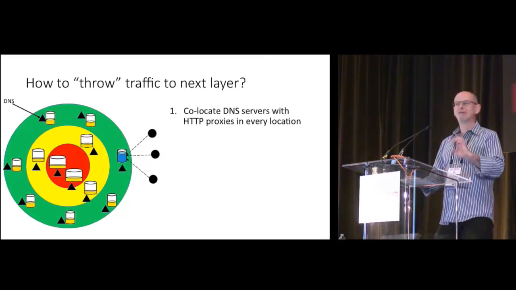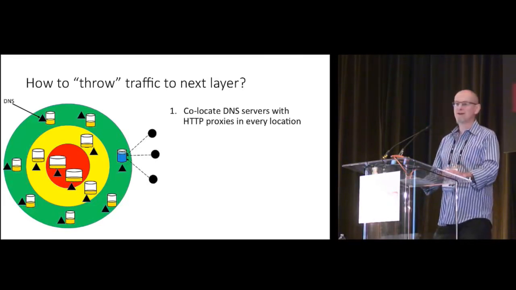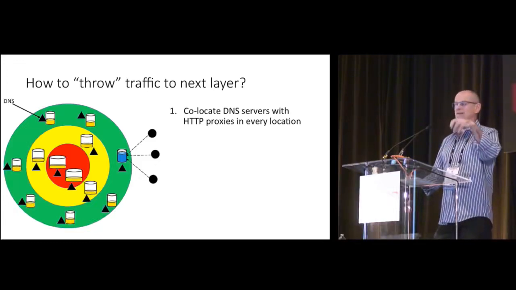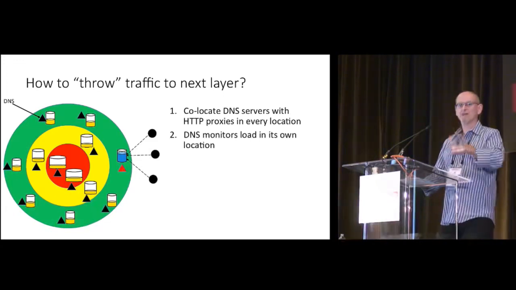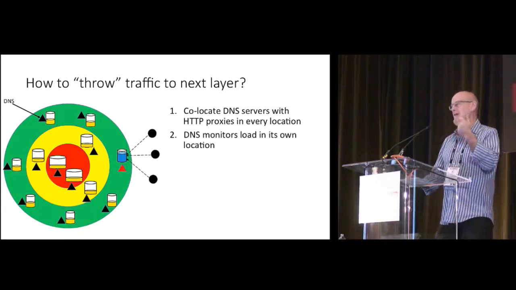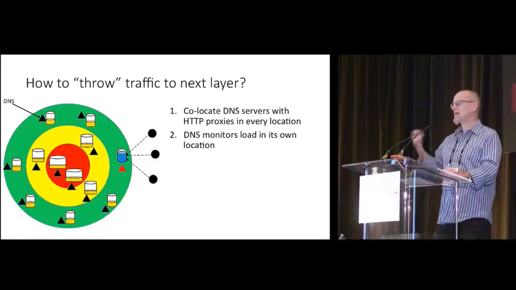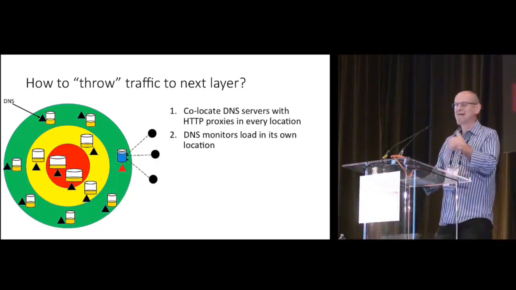So how do you throw the traffic? Key part. So what we've done is we've co-located the DNS servers with the HTTP proxies. So every edge, your DNS request is going to land on the same edge that is going to serve the traffic. We have a feedback loop on the DNS servers that they monitor the HTTP service. So if load is getting too high on the edge overall, then DNS is able to respond to that and simply give out a different answer. And we've tuned this over time.